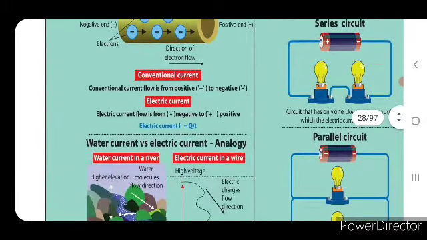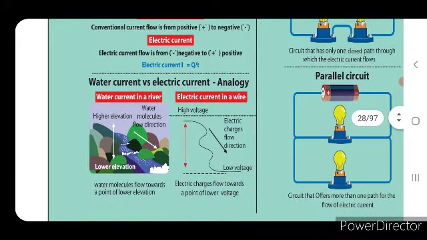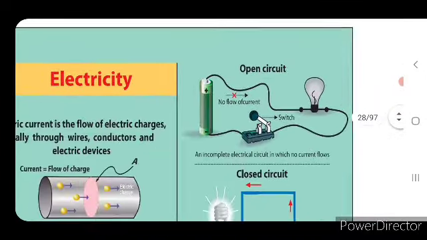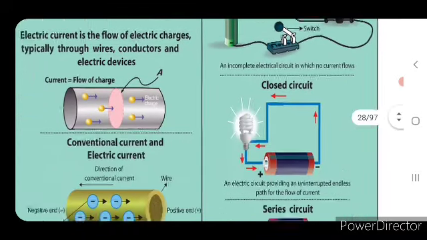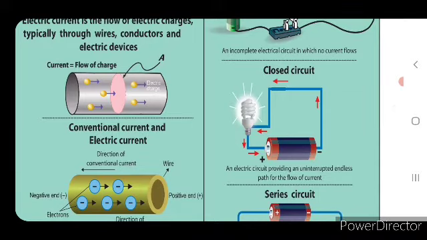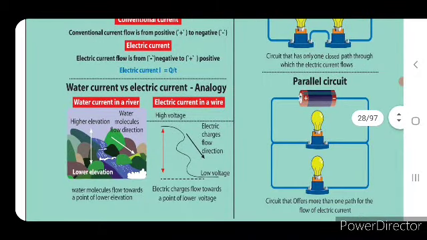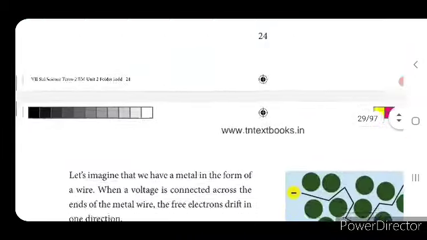Okay children, so the water current versus electric current analogy. Water current in a river is given, and also electric current in a wire is given. Next, we have seen the circuit. If the circuit is open, the bulb will not glow, as there is no flow of current. If the circuit is closed, there is a flow of current and the bulb will glow. In a series circuit, both the bulbs are connected to the battery. In a parallel circuit, each and every bulb is connected directly to the battery.